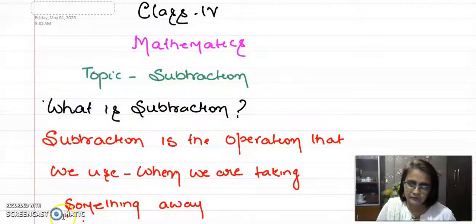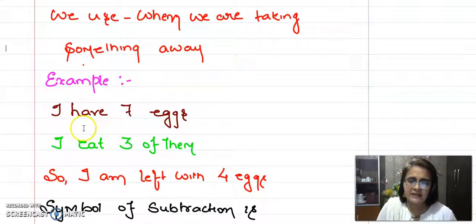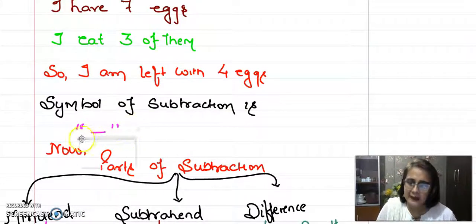Today we'll start our new topic in maths, that is subtraction. So let's see. What is subtraction? Subtraction is the operation that we use when we are taking something away. Example, I have 7 eggs and I eat 3 of them. So I am left with 4 eggs. So this is what is called subtraction. The symbol of subtraction is minus, which you are seeing in inverted commas. That is the symbol of subtraction.